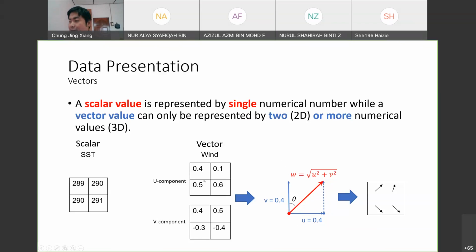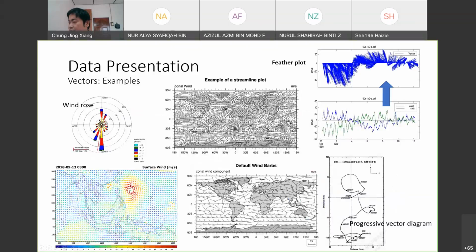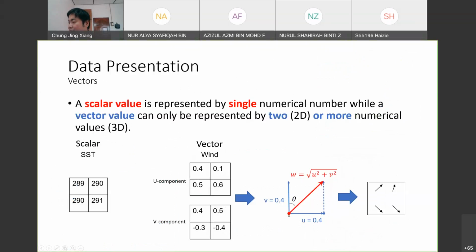Okay, so let's say we have 0.4, 0.4. This is where our wind will be headed. Let's say you have 0.1 and 0.5. So 0.1 means it's just very short over the U, but you have a very long V. So your line will be going towards the northern region. So you get a line like this. But if you have, let's say, U 0.5, but V going downward, you get an arrow heading towards south.